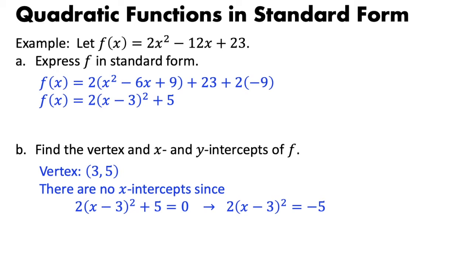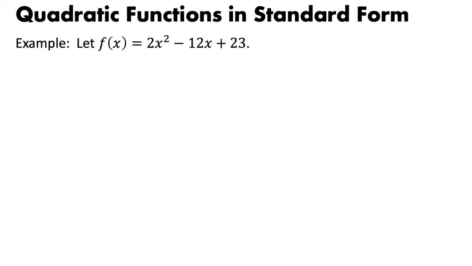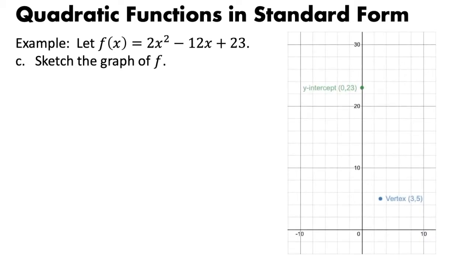The y-intercept is when x is 0, so f(0) gives us the y-intercept at 23. Then we're asked to sketch the graph of f. So we plot the vertex and the y-intercept. Again, we don't have any x-intercepts in this case. And since parabolas are symmetrical about the line that goes through the vertex, we have this parabola opening upward.